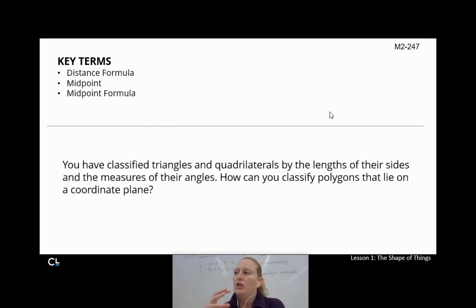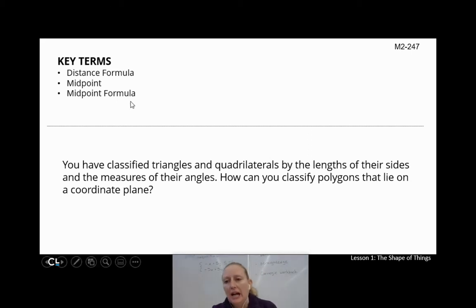Now, you've classified triangles and quadrilaterals by the lengths of their sides and measures of their angles. That's not new to you, and we'll dig into that a bit more today. But how can we classify polygons if they're on the coordinate plane? And that's what we're going to start digging into these next couple days.